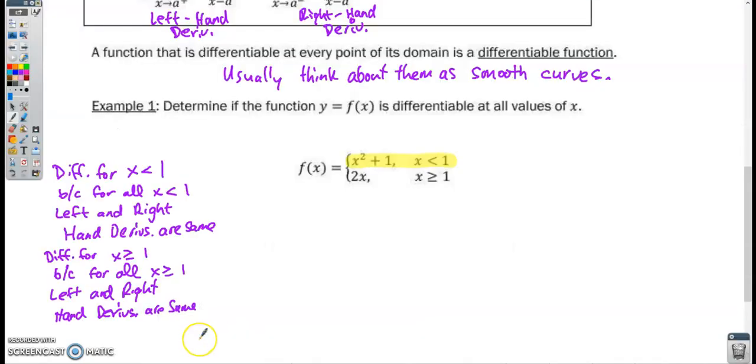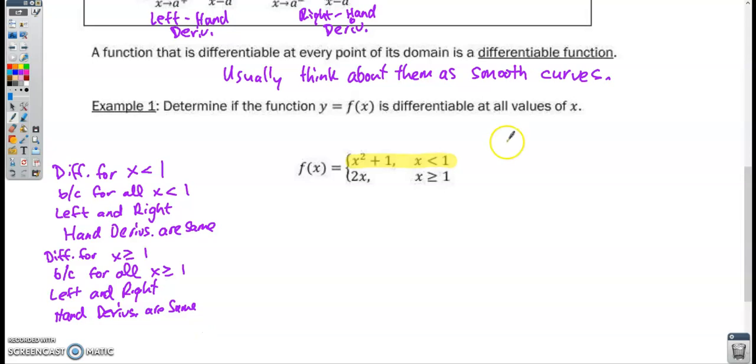So the key point for us here, we've now shown, or at least explained, that it's differentiable everywhere except for where these two pieces meet at x equals 1. Okay? So what we need to do is determine whether or not this is differentiable at x equals 1. Well, let's start.